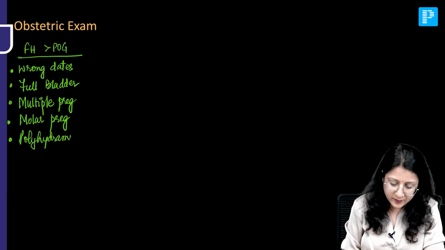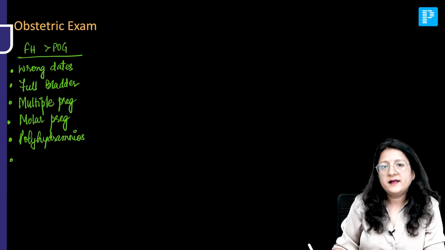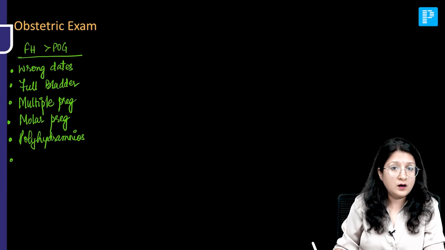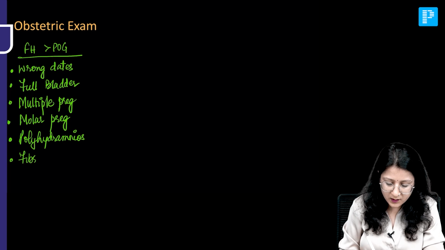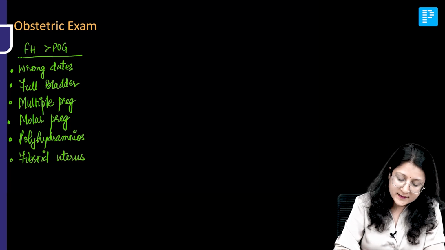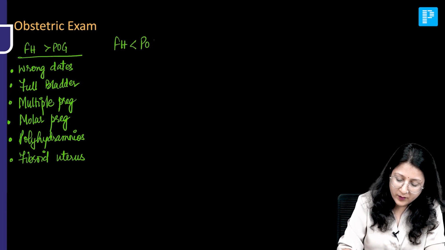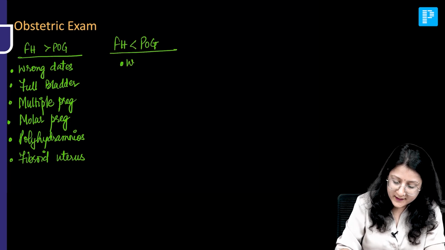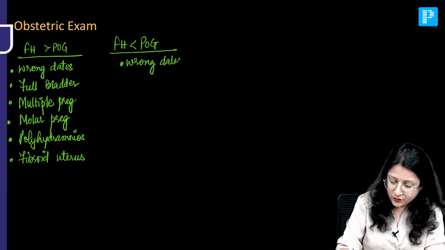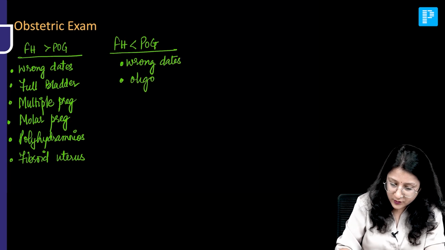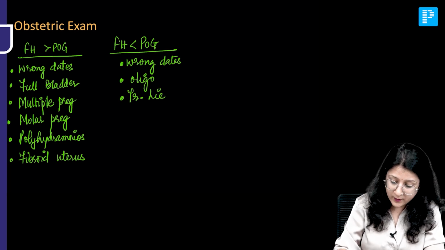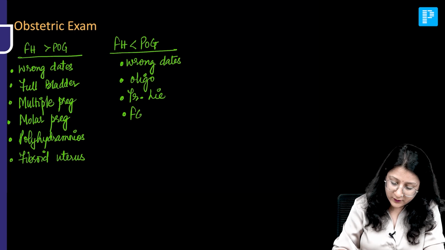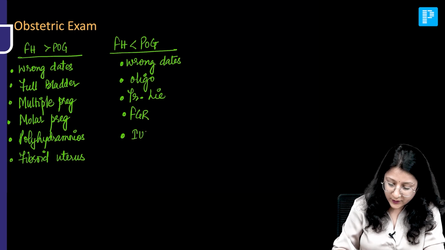Polyhydramnios, right? That could be another reason. And maybe there is a fibroid uterus, which is also giving a false sense of increase in fundal height. So maybe there is a fibroid uterus that is responsible. So remember these common causes, and sometimes the fundal height can be less than the period of gestation. Then you think about wrong dates again, right? You think about oligohydramnios, you think about abnormal lie, like for instance, there could be a transverse lie and that's why the fundal height is less. You think about fetal growth restriction, you think about IUD, right?